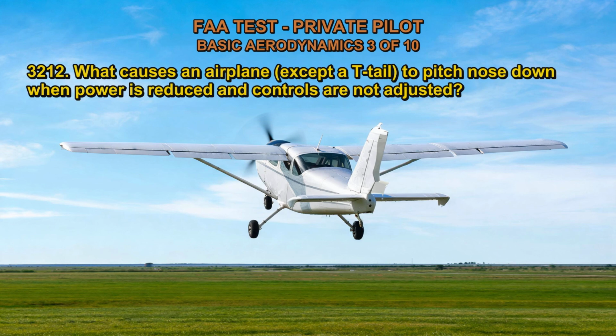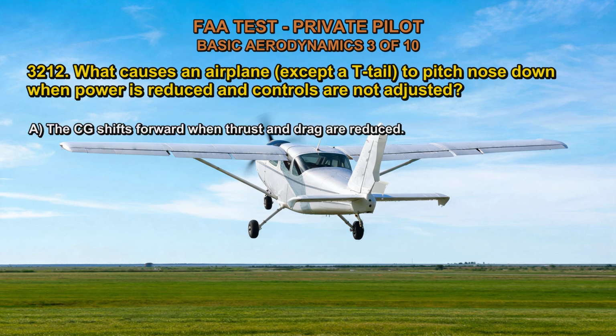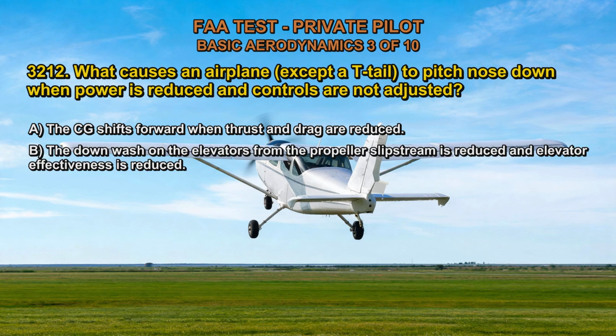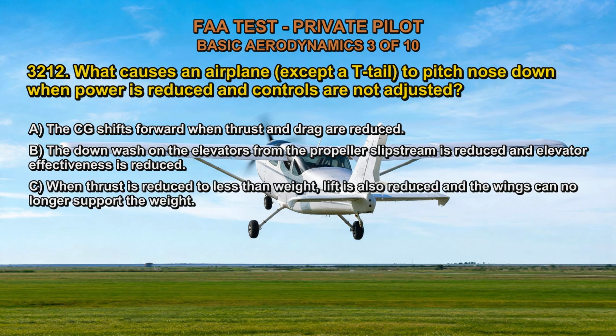3212. What causes an airplane, except a T-tail, to pitch nose down when power is reduced and controls are not adjusted? A. The CG shifts forward when thrust and drag are reduced. B. The downwash on the elevators from the propeller slipstream is reduced and elevator effectiveness is reduced. C. When thrust is reduced to less than weight, lift is also reduced, and the wings can no longer support the weight. The correct answer is B.